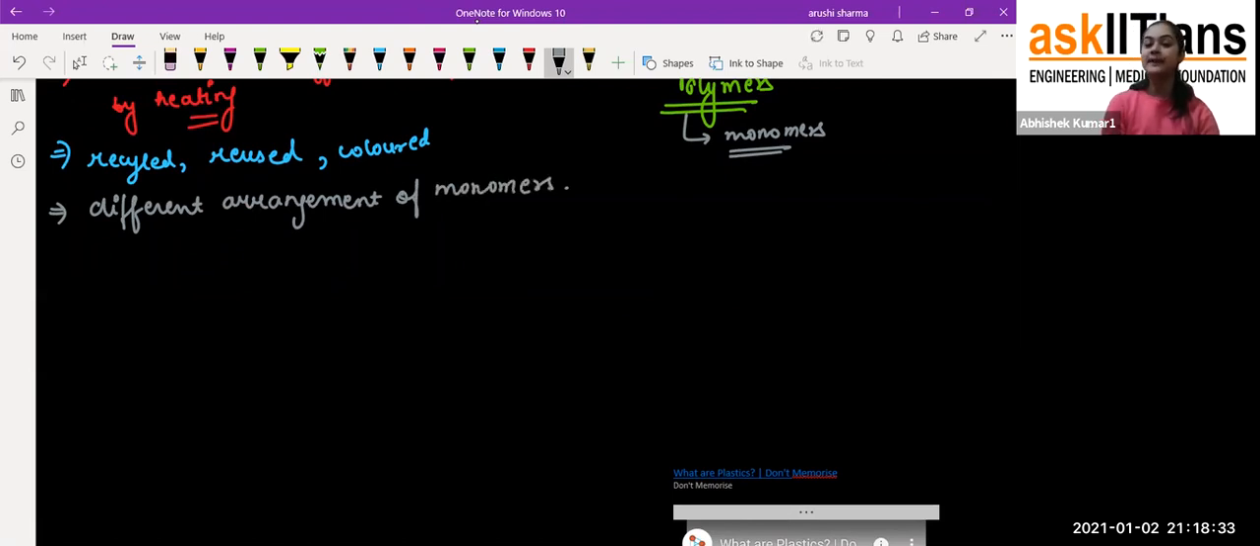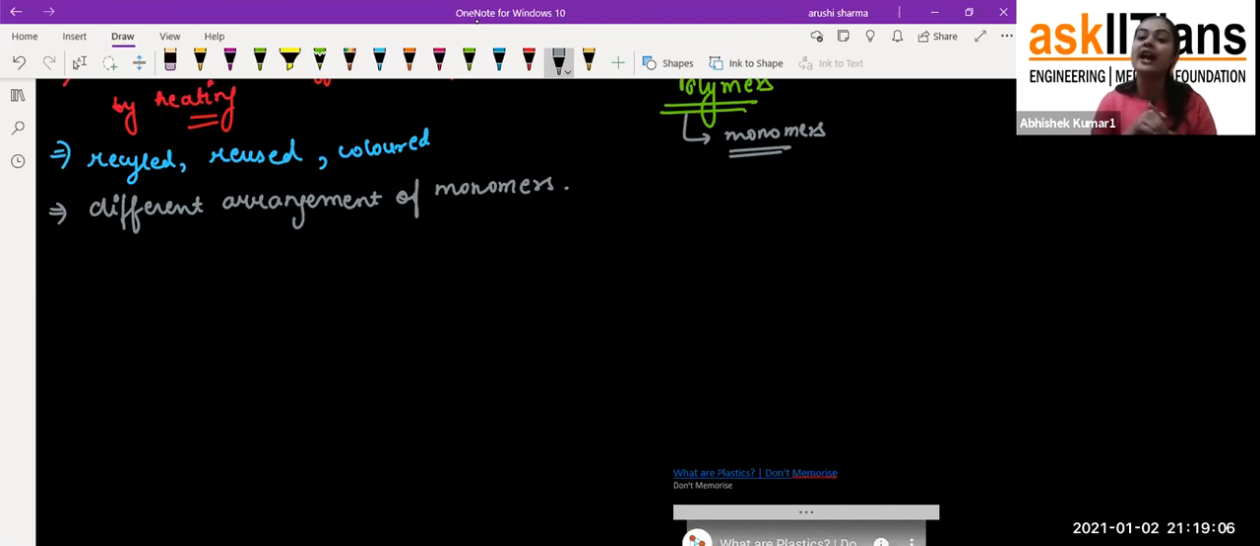Because, students, the different arrangement of the monomers plays a very big role in the properties of plastic. Some types of plastic are soft in nature, and some types of plastic material are hard in nature. Like this plastic body of my pen, it is very hard because I can't break it easily, or even bend it. If I try to bend it, it will not bend. So that's how it is a hard plastic.